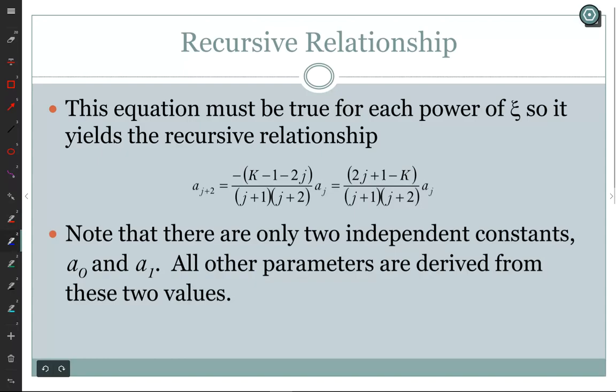This gives us a relationship between those a sub j parameters. And we're close to finishing. We'll finish this up on Monday.